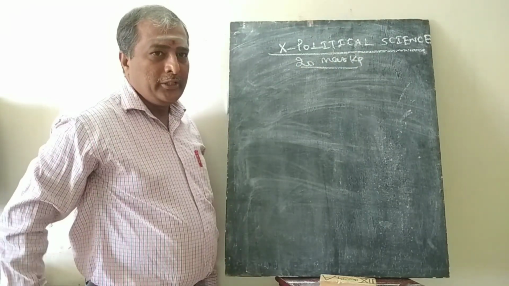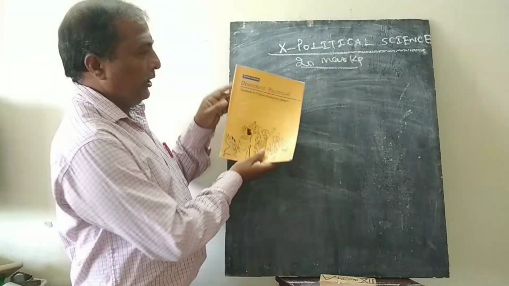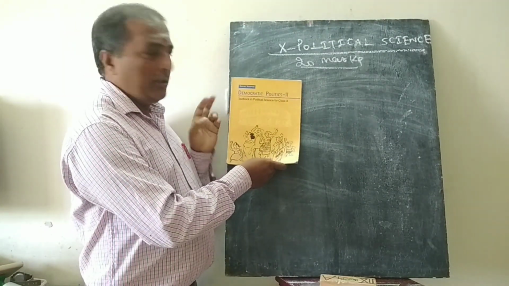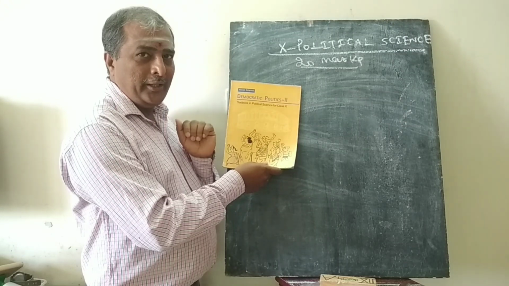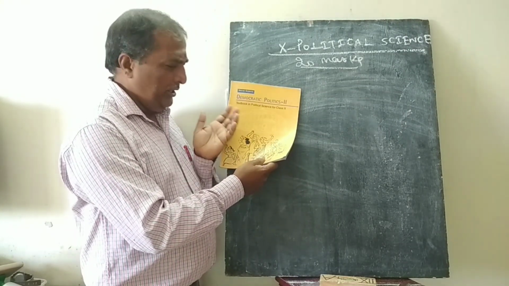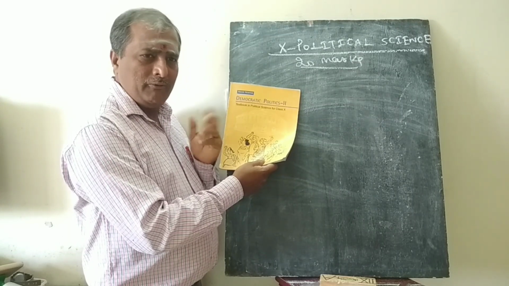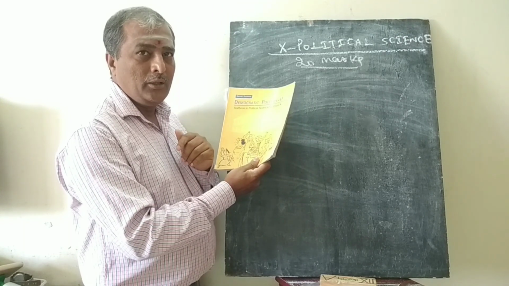The book which is prescribed by CBSE is this book. This is your political science book, Democratic Politics 2. So don't rush to the market to buy it immediately. You can download it through the NCERT website. E-books are more than sufficient. Once we become normal, you can get all the books as we wanted.